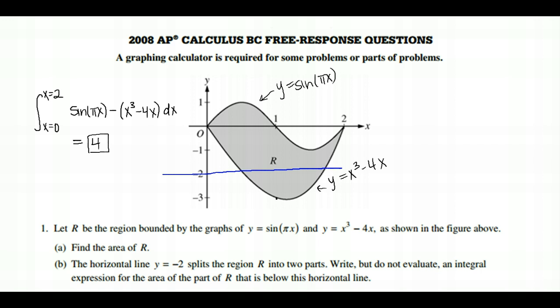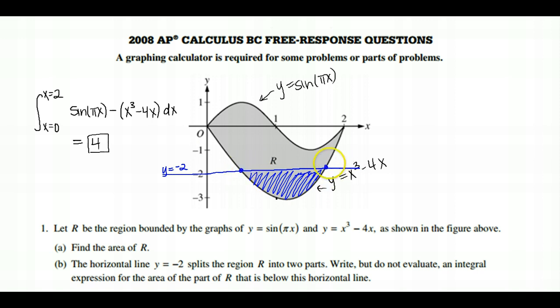So the horizontal line at y equals negative 2 splits the region into two parts. We're interested in finding the area of the part of R below this line, so we're interested in finding this area here. Remember that this line is y equals negative 2. So what we're interested in finding is the area of top minus bottom. So all we're missing is limits of integration.